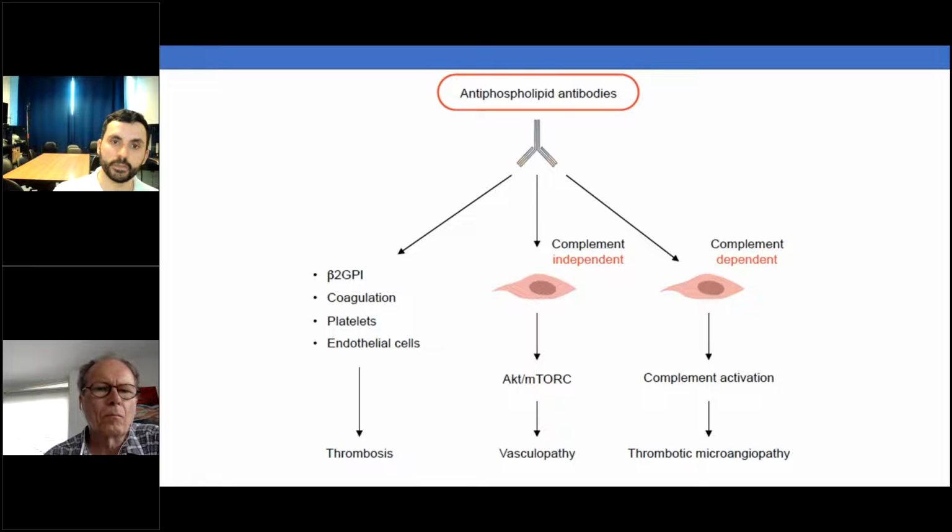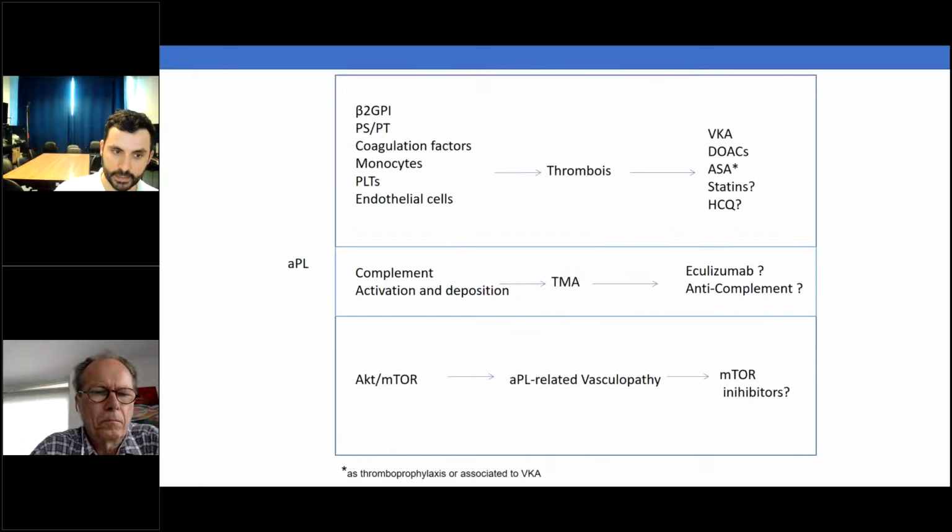Because the idea is that we are slowly moving from the idea that antiphospholipid antibodies are only thrombosis requiring anticoagulation to a growing body of evidence that probably the complement is involved, leading to the thrombotic microangiopathy, but also other pathways can be, for instance, mTOR dependent, leading to a more vasculopathy kind of disease. And of course, if we follow this train of thought, probably the future option for treating this condition might go beyond thrombosis, because with antithrombotic management, we cover just one of the pathways that are responsible for this disease. But probably this might open new perspectives when targeting the complement in the setting of microangiopathy, or eventually mTOR inhibitors.